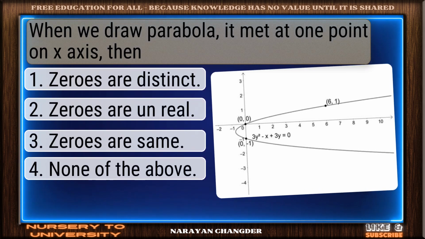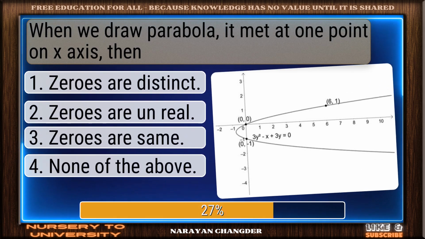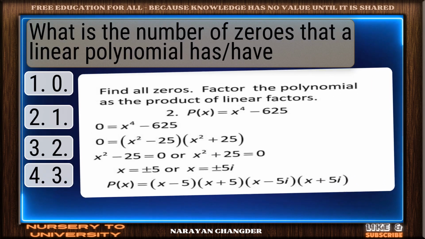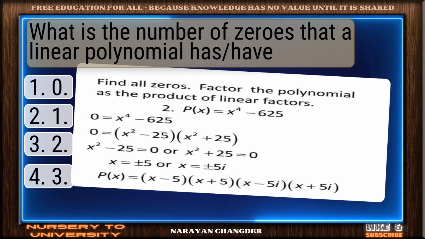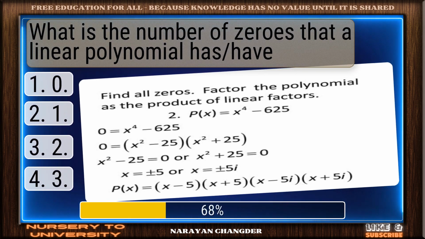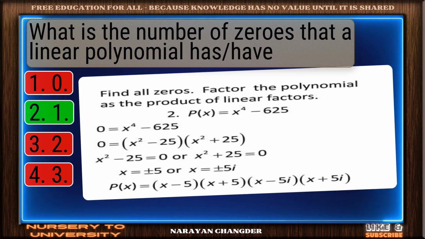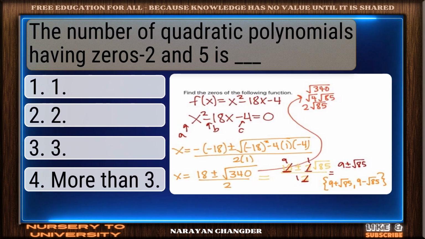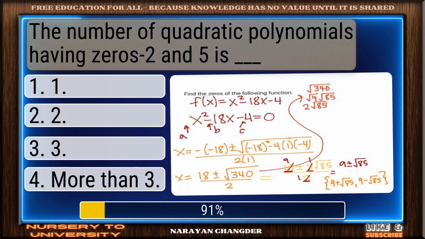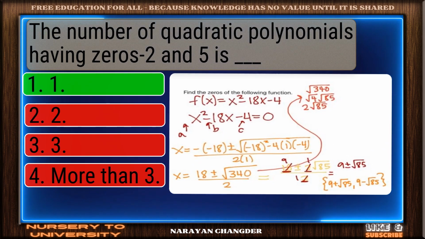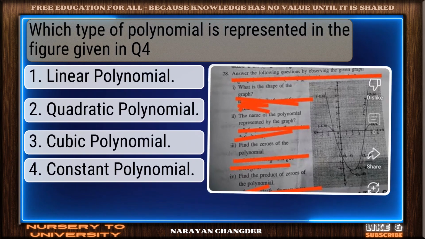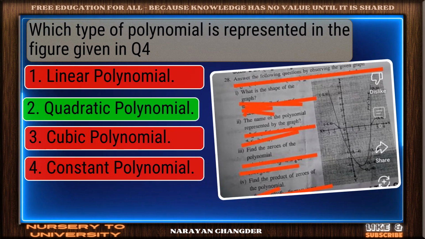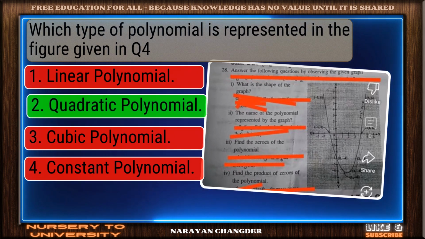When we draw a parabola, it meets at 1 point on x-axis, then... You got it. Zeros are same fits. What is the number of zeros that a linear polynomial has? Nice selection. 1 is correct. The number of quadratic polynomials having zeros 2 and 5 is dash. Well picked. 1 is correct. Which type of polynomial is represented in the figure given in Q4? Great thinking. Quadratic polynomial is right.